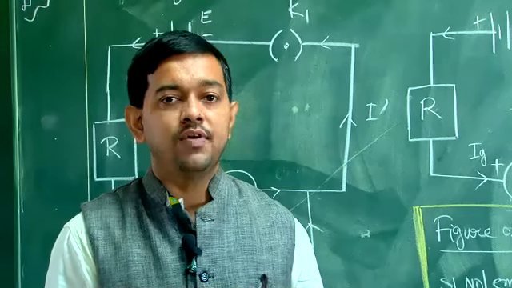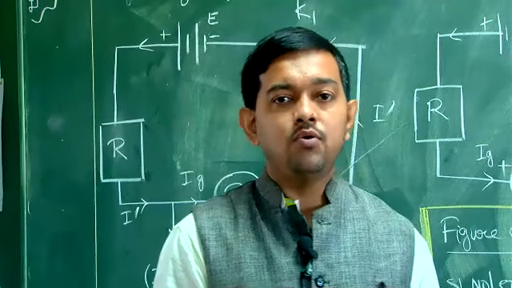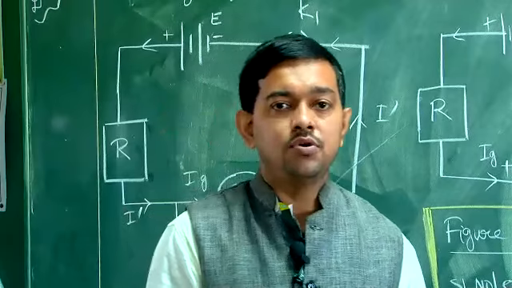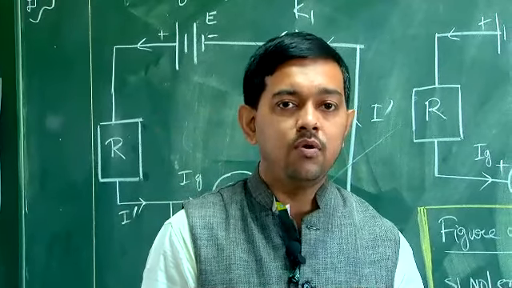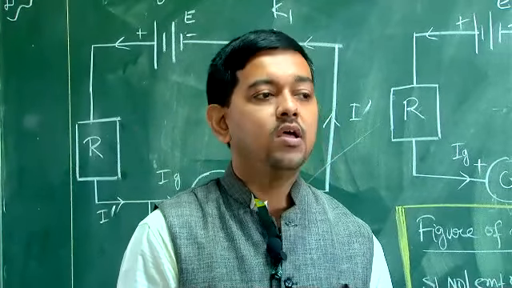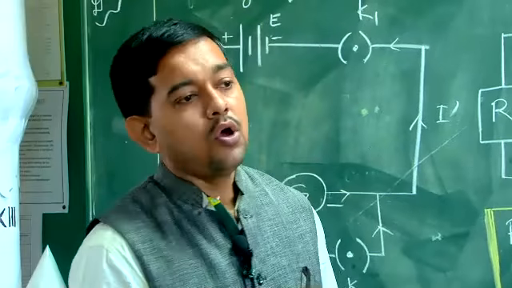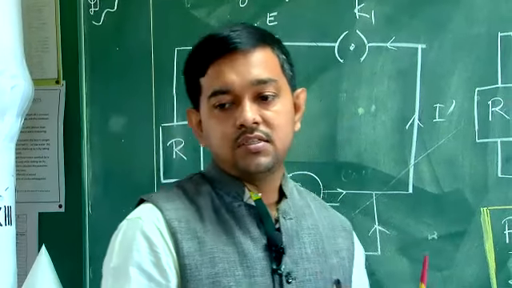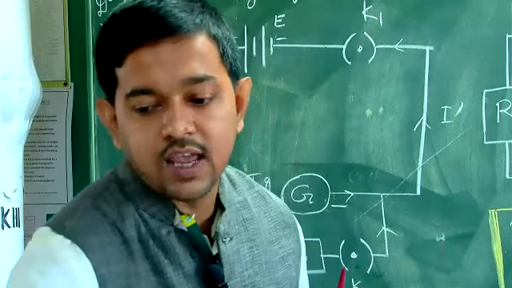From 1 to 9, with 1, 2, 2, 5, all can be made. Similarly, from 10 to 19, all can be done. So this is a unique ratio. This way, all the resistances in the resistance box are kept like this.